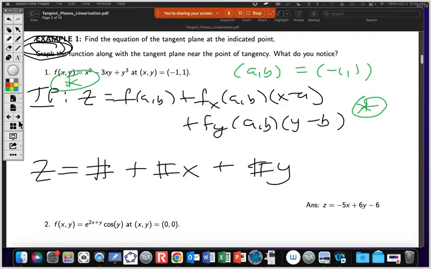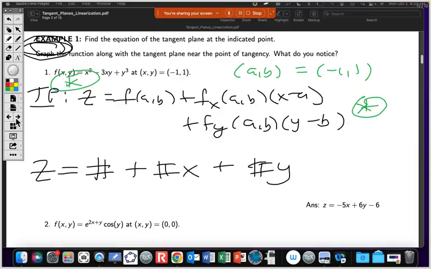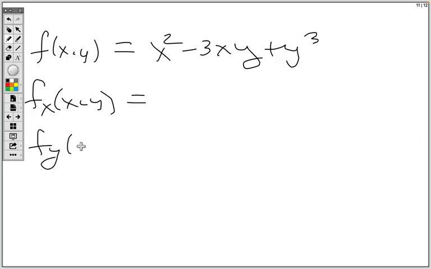We start off with our f(x,y) equals x squared minus 3xy plus y cubed. And then we're going to calculate our fx and our fy. This is what we talked about at the end of last week. What's fx? Fx is the derivative of the function with respect to x, holding y as a constant. What's fx going to be in this particular case?